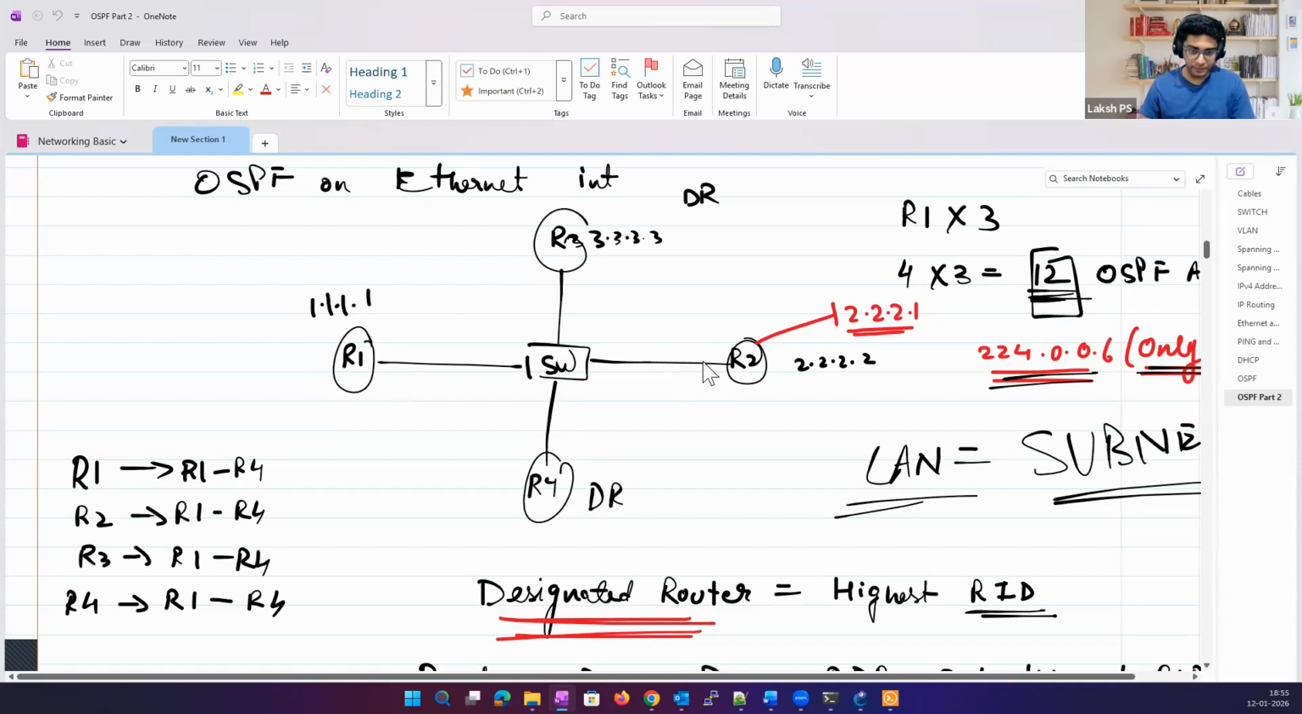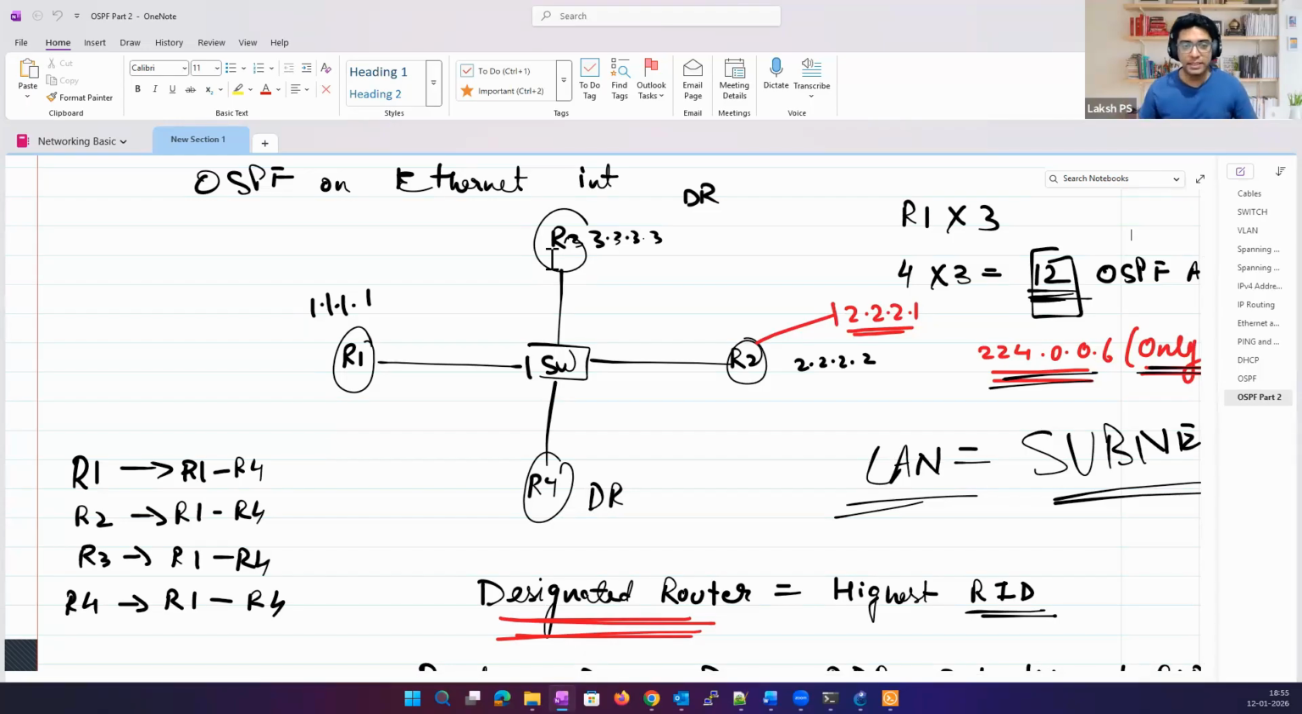R1 and R2 are called DR other routers, right? So R1 and R2 will share their database with the DR only. R3 and R4 will have full adjacency between each other. R1 will have full adjacency with R4, and R1 will have full adjacency with the BDR as well. So what we learned in the last class was that all the DR other routers will have full adjacency with the DR and the BDR routers. The DR other routers will not have full adjacency with other DR other routers. Okay, so this is what we understood.